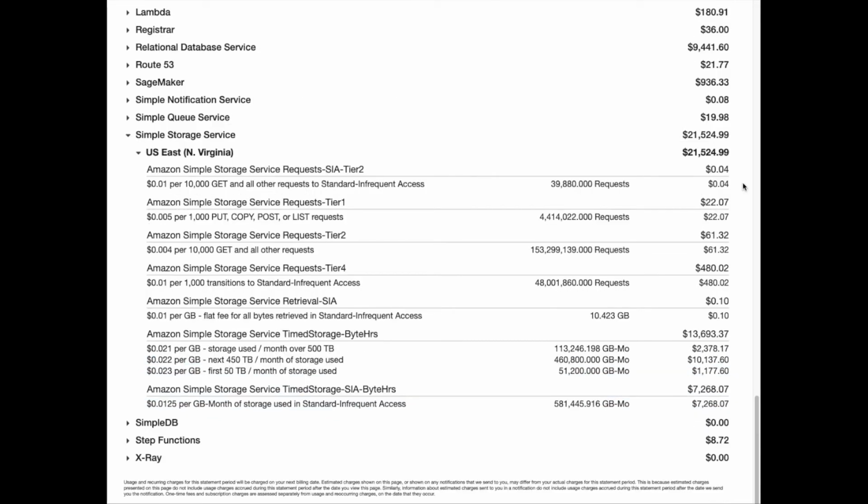The last one we're going to take a look at here is the Simple Storage Service, or S3. You might know them as the S3 buckets. And so we'll start down here towards the bottom with the timed storage byte hours. So the way that this works is you pay for the amount of data stored in your S3 buckets, and then it's broken up into 3 tiers. You know, you get your first 50 terabytes at one price, and then the next 450 terabytes is at a second price, a little bit cheaper. And then beyond 500 terabytes, you get the lowest price.